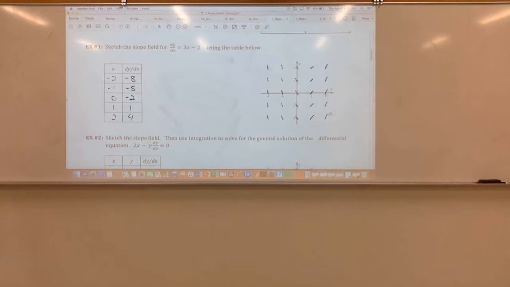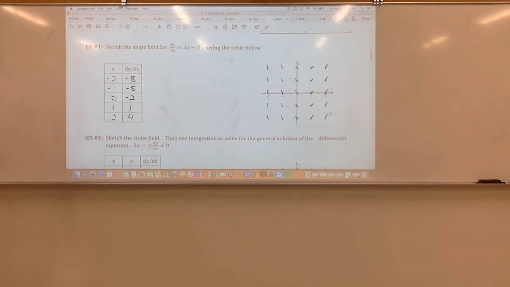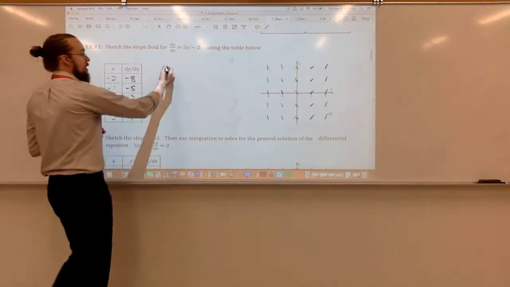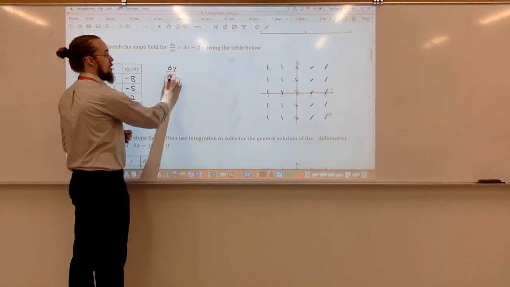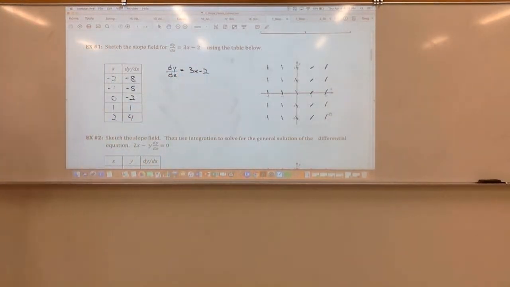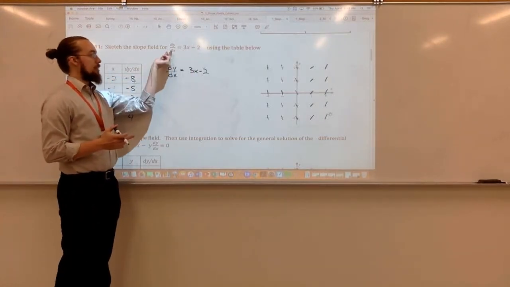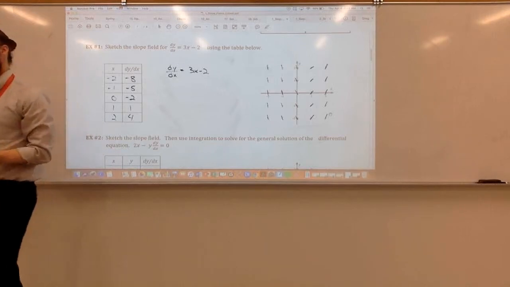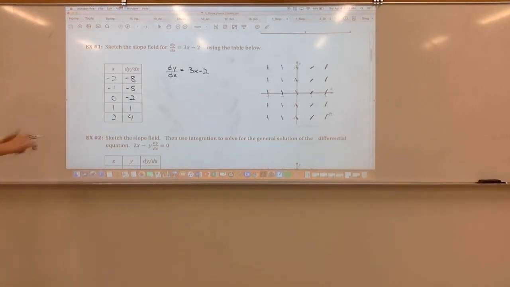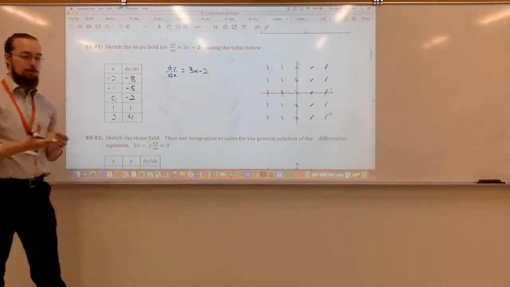This is where we're finally going to get into the importance of the dy and the dx part. So if I've got a differential equation like this, what I need to do is separate my variables. Something like this, we could easily say y prime equals this, take the antiderivative of 3x minus 2, and we'd be good. But this is a good introductory example to separating variables.